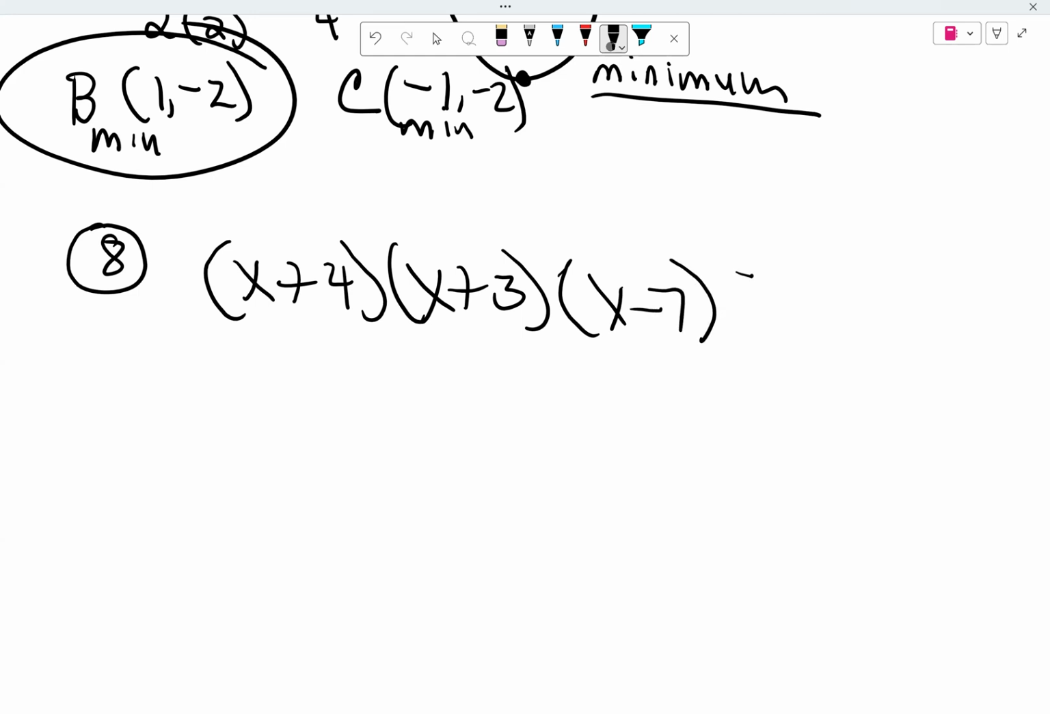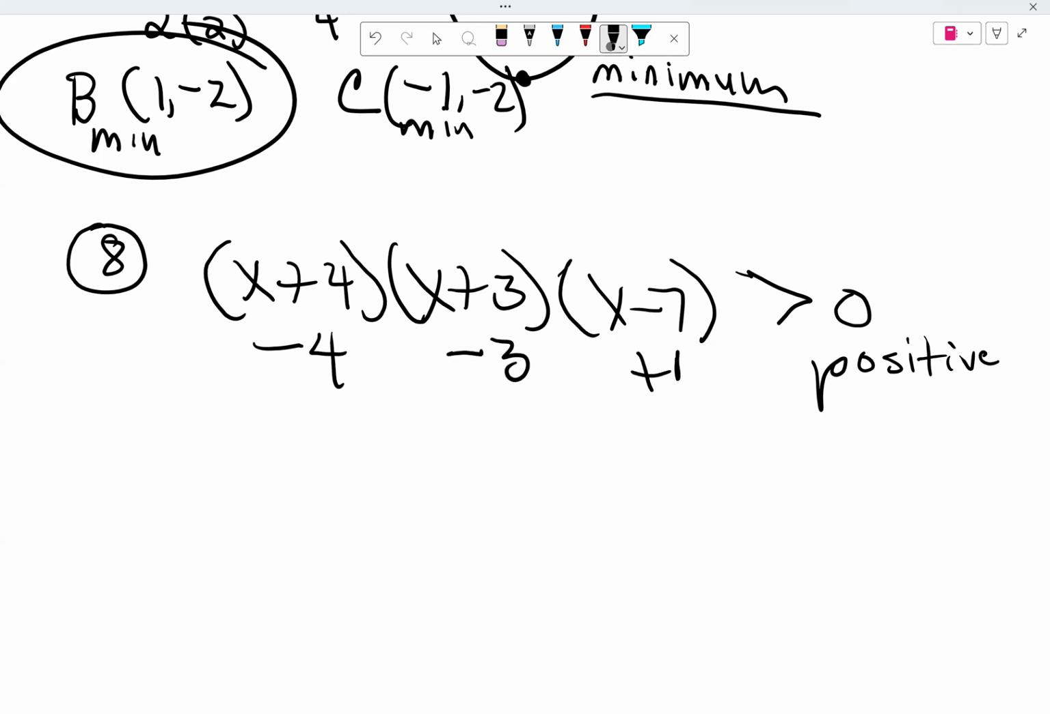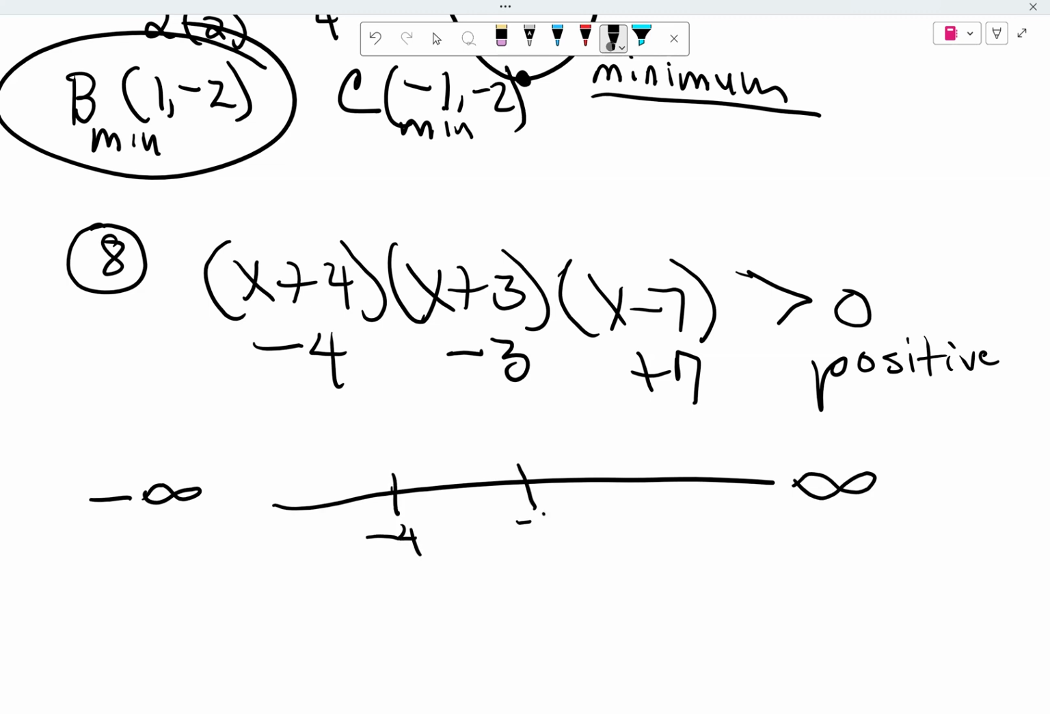And we want this to be a positive number. Greater than 0 is positive, right? My solutions are -4, -3, +7. So I draw my number line. Here's negative infinity, here's positive infinity. Here's -4, here's -3, here's +7.